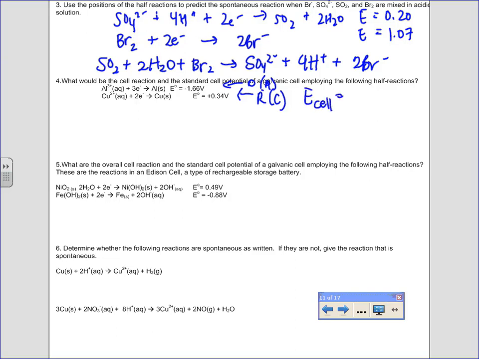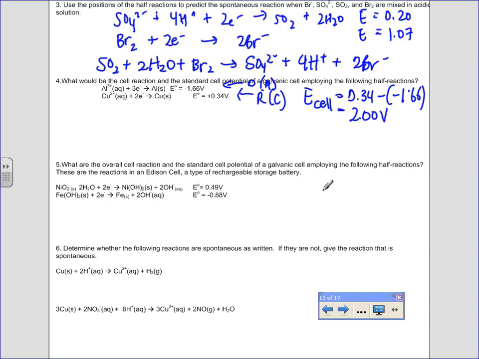So if we want to find the cell potential, I'm going to take the cathode of 0.34 and subtract the anode reduction potential of negative 1.66. And I have a cell potential of 2 volts.